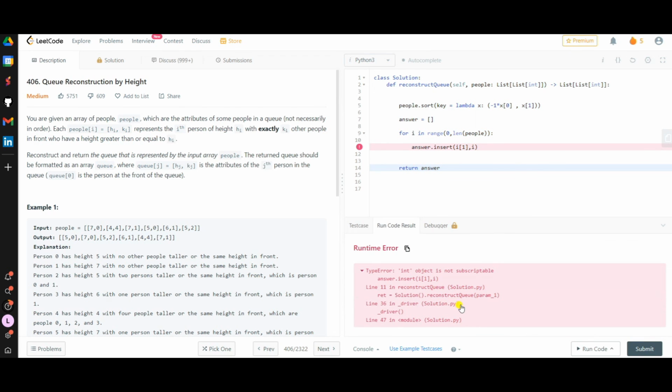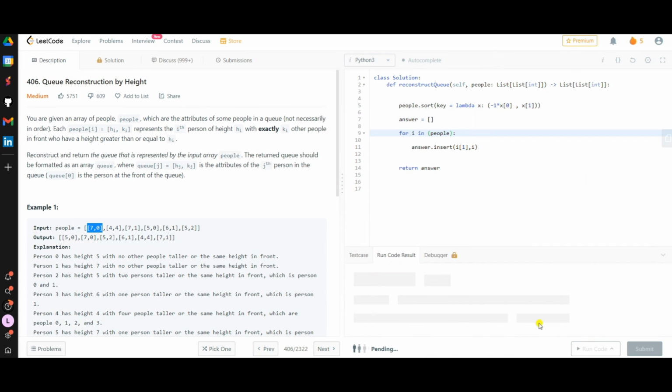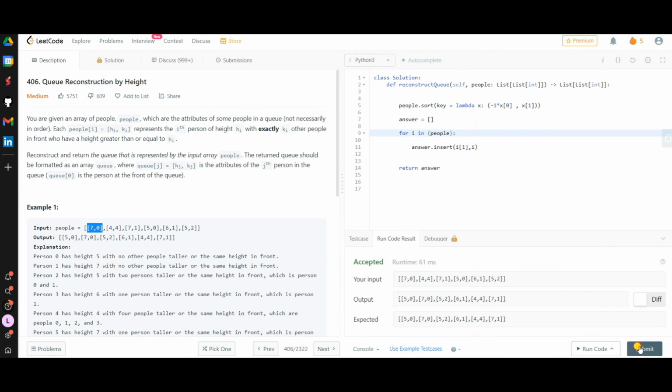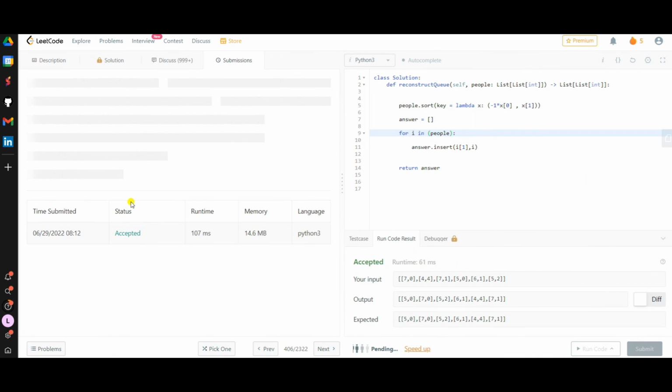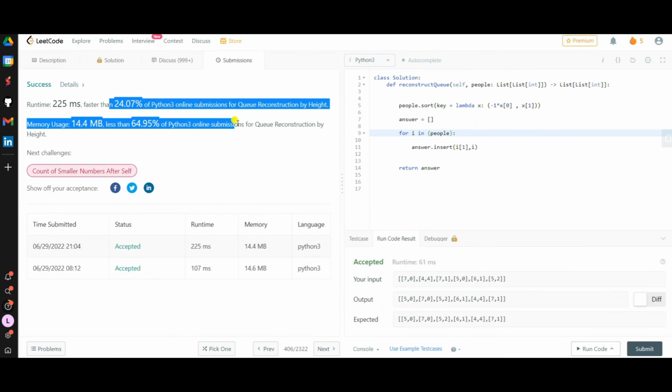Okay, there's a problem over here. Let's see. Int object is not subscriptable. So it would be people i and then 1. So in place of that, let's simply write it like this, for i in people. That would just give us the whole element, and now it would work perfectly. Yeah, so this works. I've done this question quite a few times today. So the solution works.